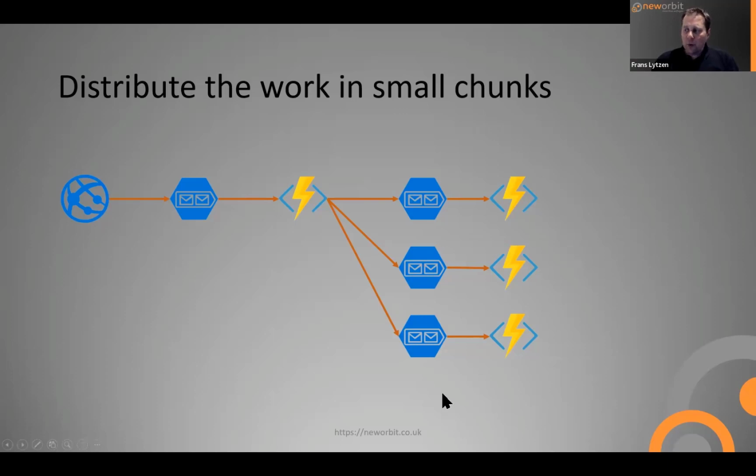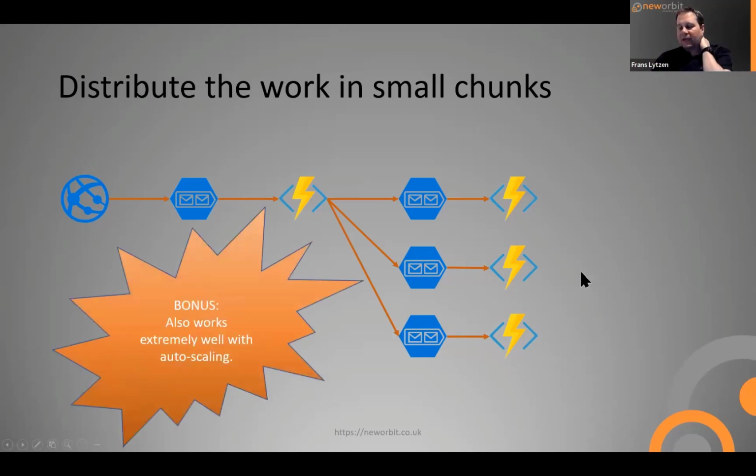The one thing to be wary of is if these things all start updating the same database records. That is something I have run into. You can get into concurrency issues if they all end up wanting to update the same person record in the same database. That can get quite painful, so do be mindful of that. But that's it. And then, as I said, the bonus is this works super well with auto-scaling because you can put auto-scaling on all of these things.